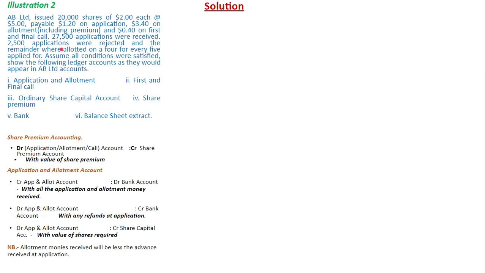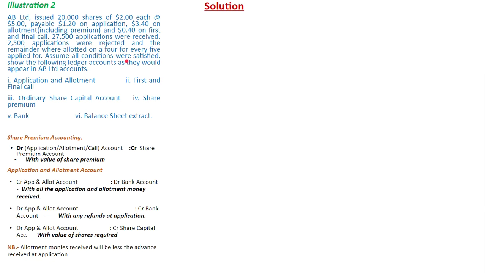So ideally, we can see that there is an excess on application of 5,000. 25,000 minus 20,000 will give us 5,000. So we will need to take note of that 5,000 when we are calculating the monies received on allotment. 5,000 applications multiplied by $1.20, being the money that was required on application, must be subtracted from whatever money we were supposed to get on allotment. Now, assume all conditions were satisfied. Show the following ledger accounts as they would appear in AB Limited accounts.